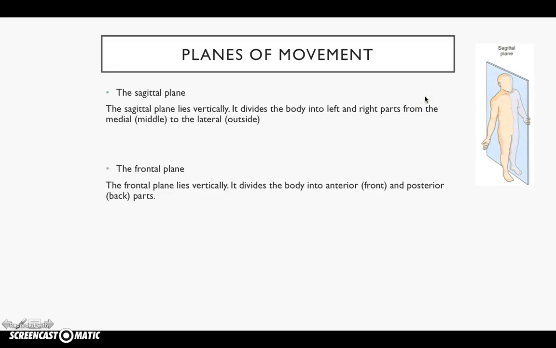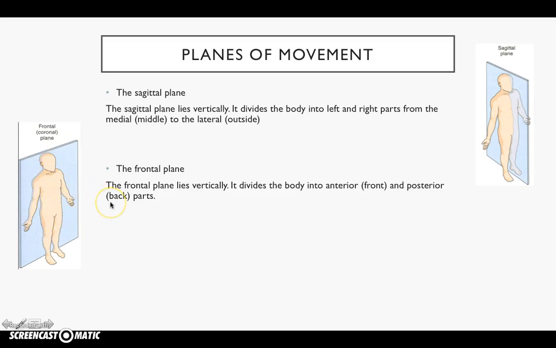The frontal plane. The frontal plane lies vertically. It divides the body into anterior, the front, and posterior, the back. If we look at this picture, split right down the middle again, but this time it's split into the front, frontal, and the back. This is known as the anterior. So the front of someone is the anterior, and the back of someone is the posterior. Hence why if you talk about someone's behind, you're talking about their posterior.